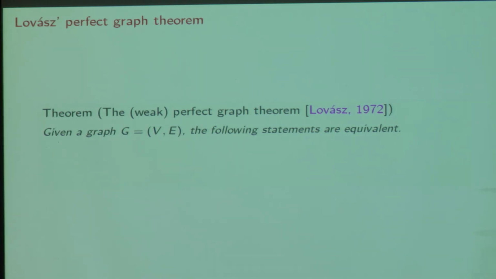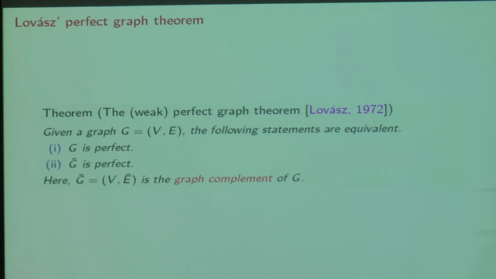Great. And the nice theorem due to Lovász in the 70s is saying the following. A graph is perfect if and only if its complement is also perfect. So what is a graph complement? If you have an edge in the graph, you just remove it. If you don't have an edge, you just add it back to the graph. That's the graph complement.